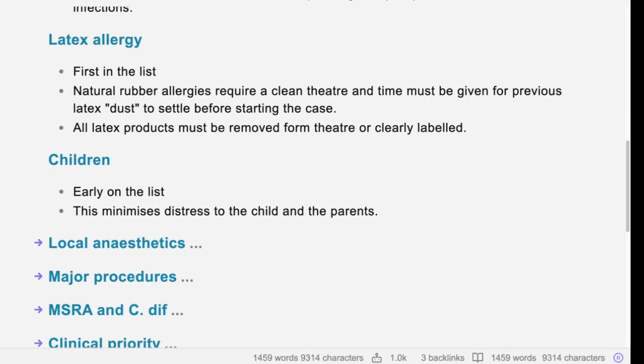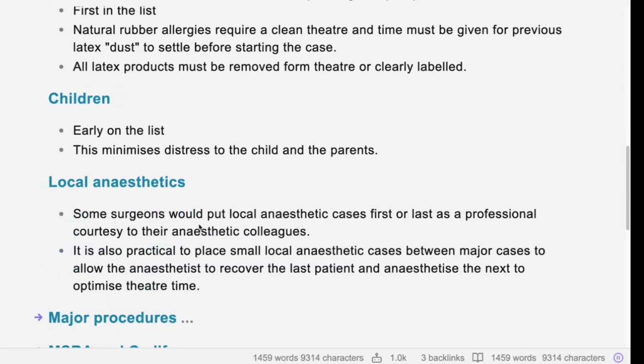Once again, being a child is not an indication in itself to start by them. If you have a clinically unwell patient who's NCEPOD 1, you will operate on the NCEPOD 1 first. Okay? Local anesthetic, very quickly, we're going to go through this.